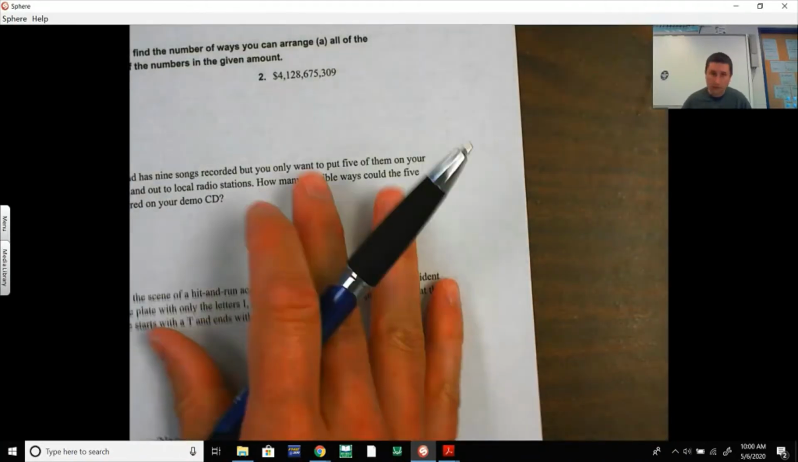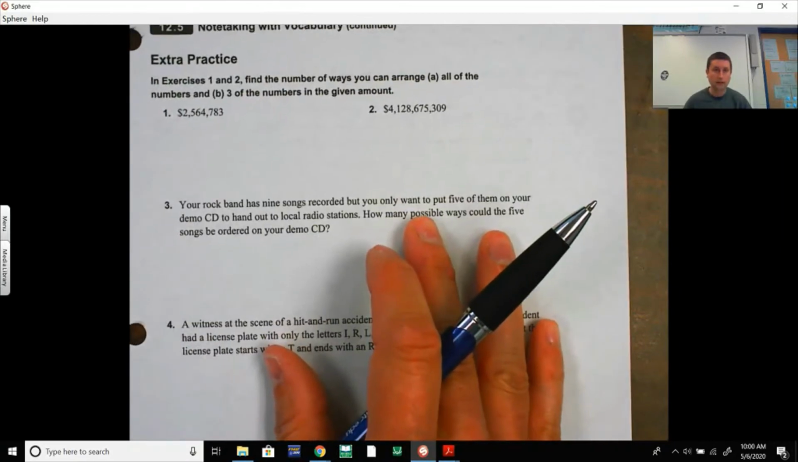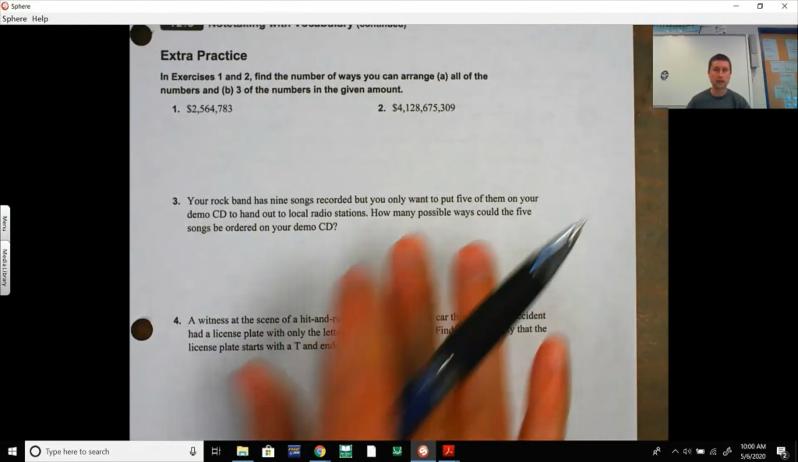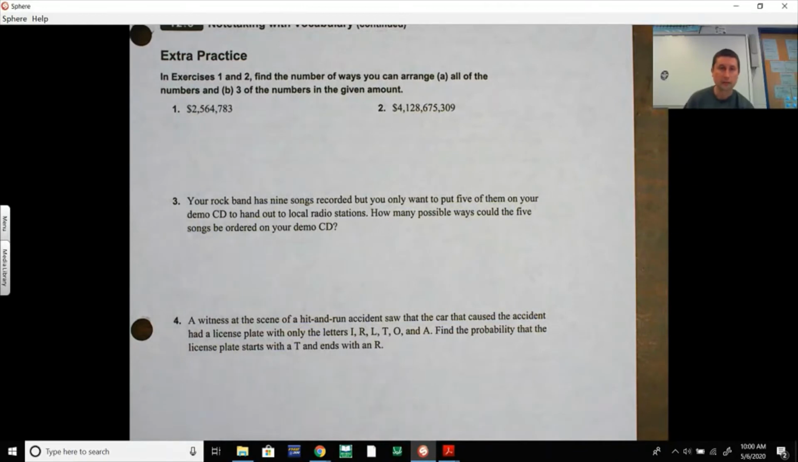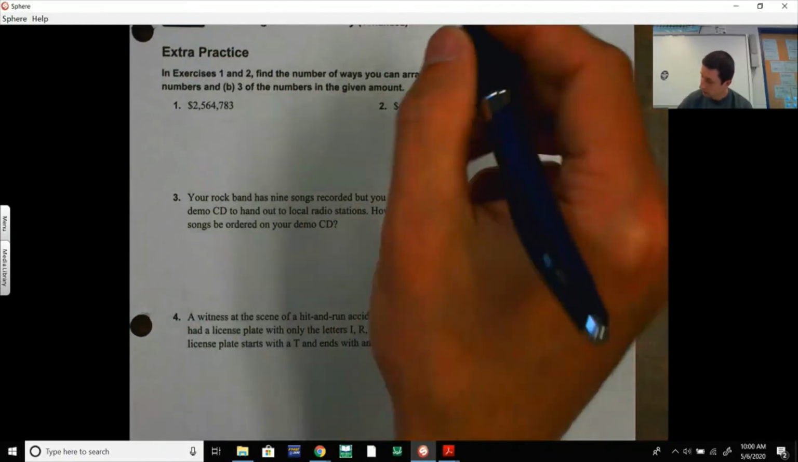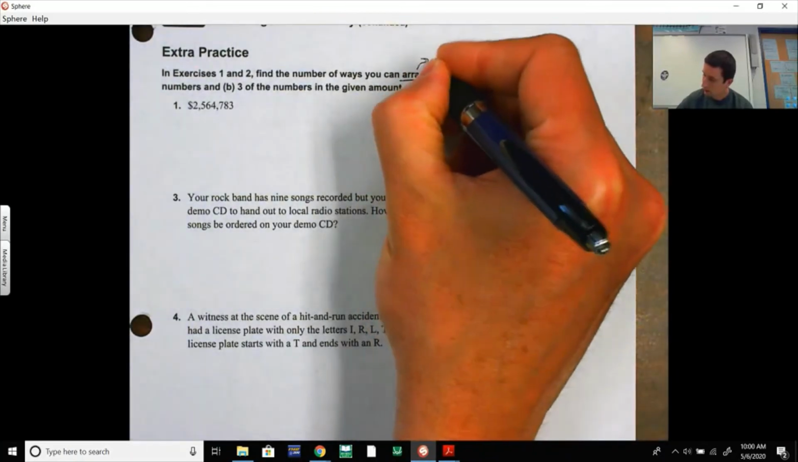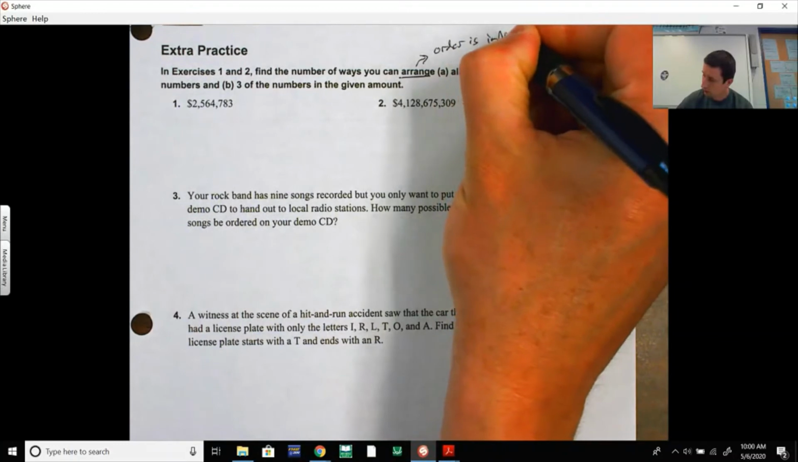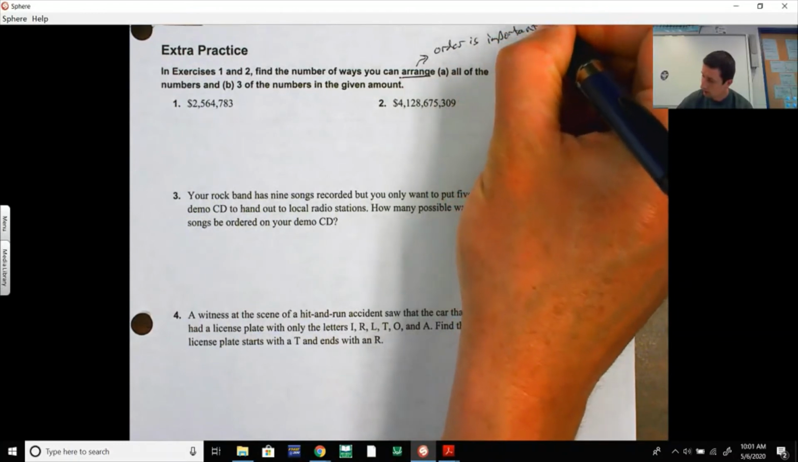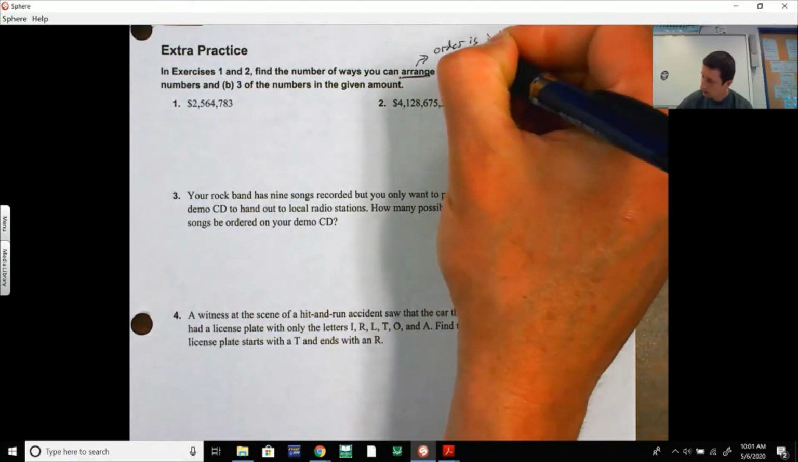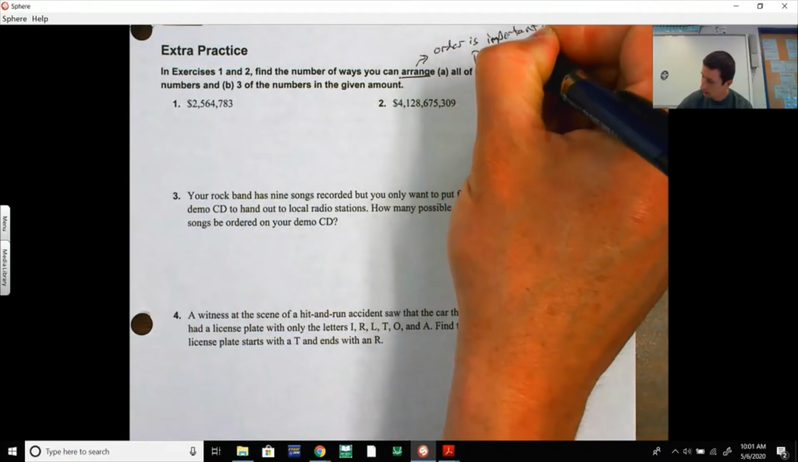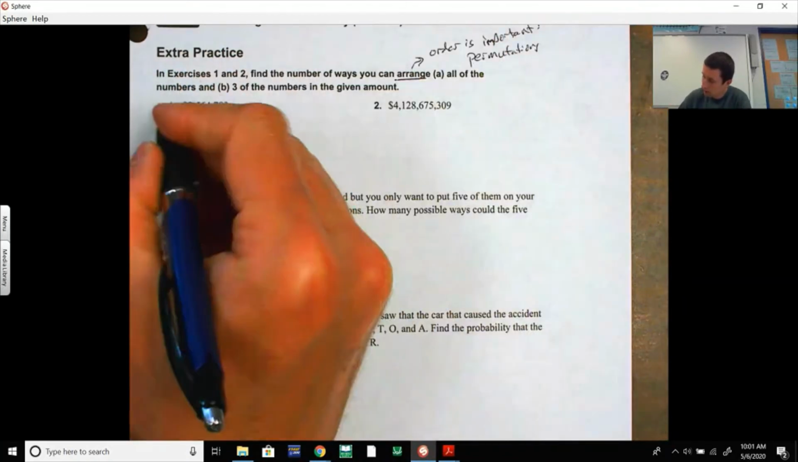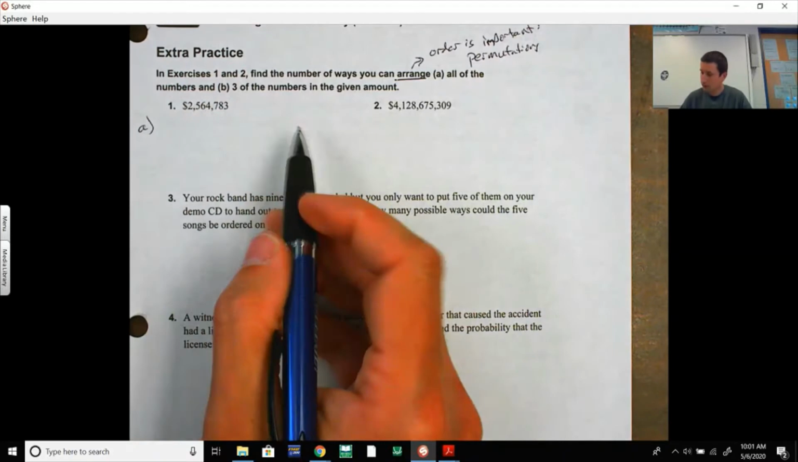Okay, so here, exercise 1 and 2, find the number of ways you can arrange all of the numbers, and 3 of the numbers in the given amount. So notice we're arranging these, so the order is important. So we're using permutation or combination? We'll be using permutations.